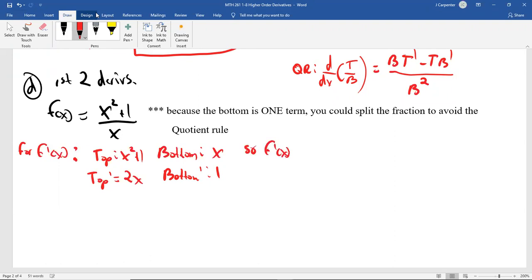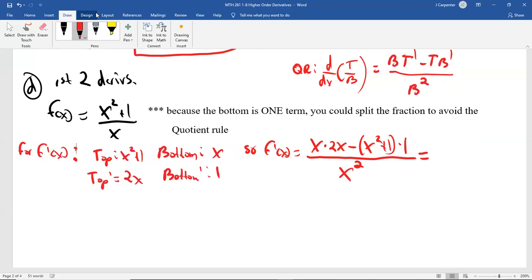So f prime of x is going to be the bottom, which is the x, times the derivative of the top, which is the 2x. We're multiplying these two, minus. Now we'll multiply these two. The top, which is the x squared plus 1, going to need that in parentheses because of the minus, and maybe even because of the product, times the derivative of the bottom is 1. All over. Now once again, this was the bottom times the derivative of the top, minus the top times the derivative of the bottom. All over the bottom squared. The bottom was originally the x, so now that's an x squared. Again, this right here is the original bottom, and we square it. That's just part of the formula.